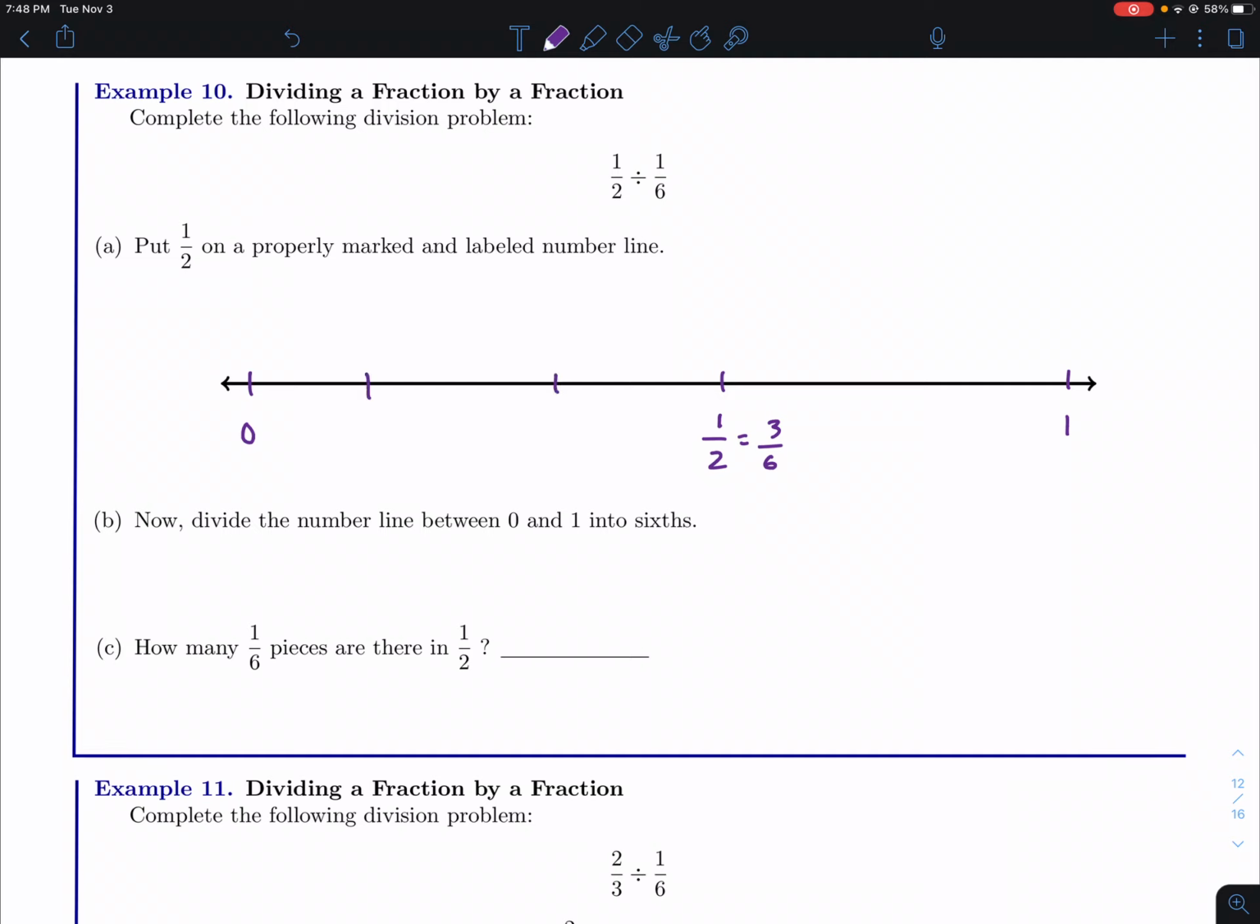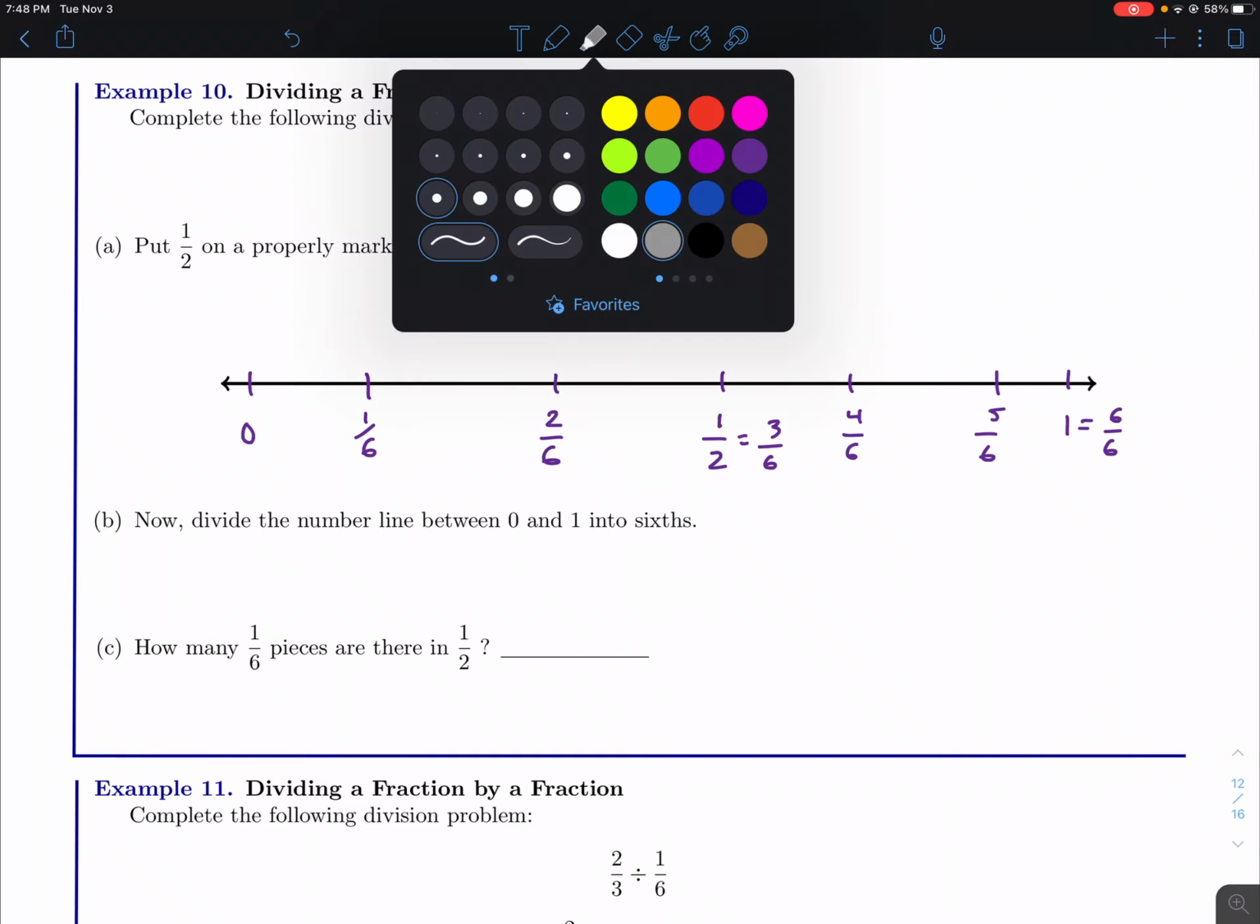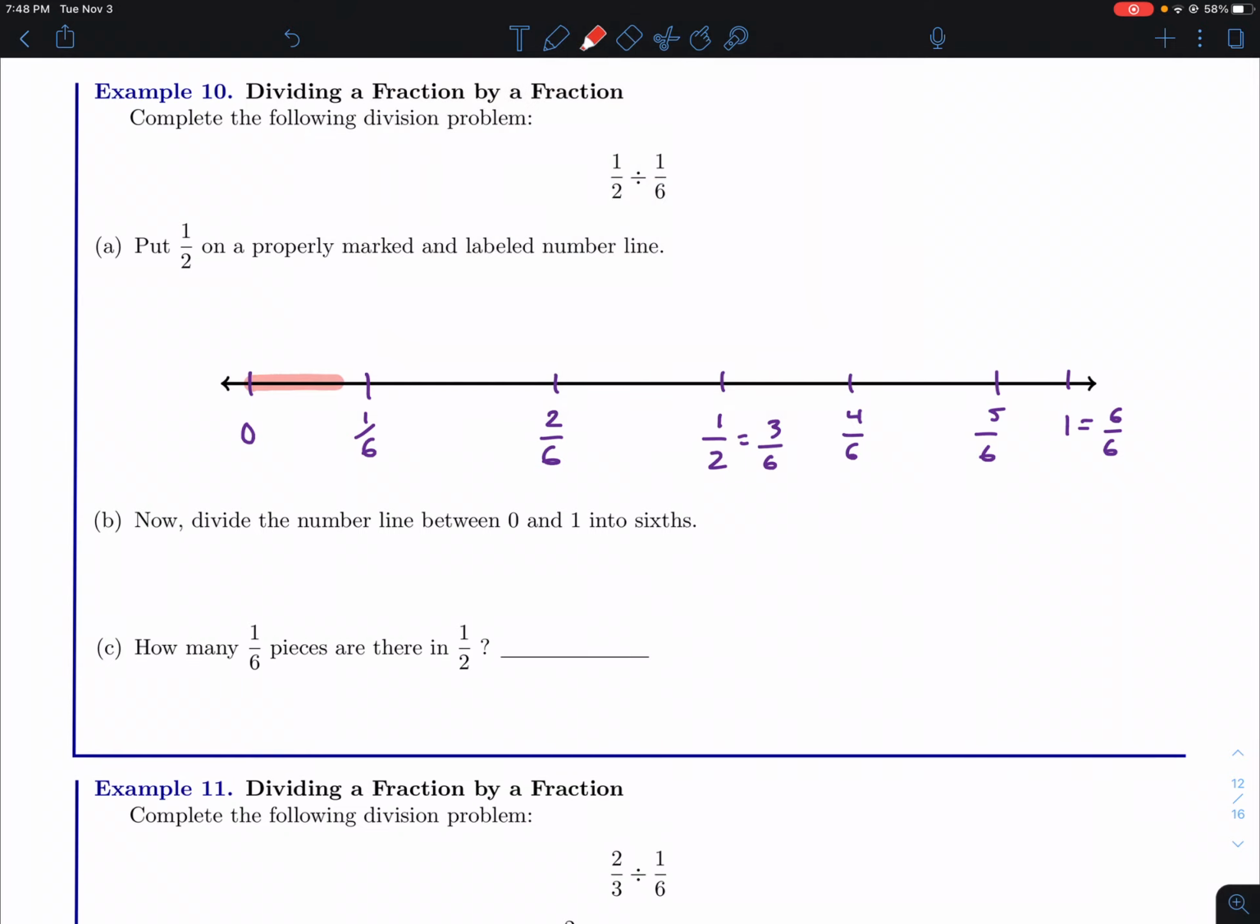So I need to divide it up this way. I'll get 1/6, 2/6, 3/6, 4/6, 5/6, and then finally 6/6. And again, how many 1/6 pieces are there in 1/2? If I think of these like my fraction blocks, I'd have 1, 2, 3. So I've got 3 1/6 chunks that fit in there. How many 1/6 pieces are there in 1/2? It turns out just 3 in this case.